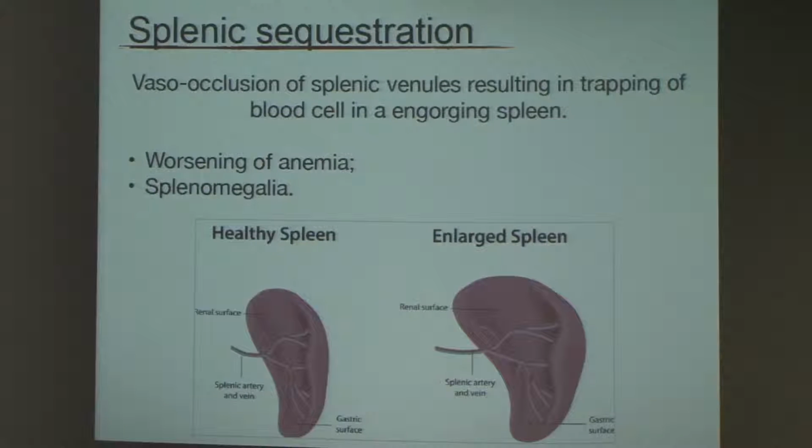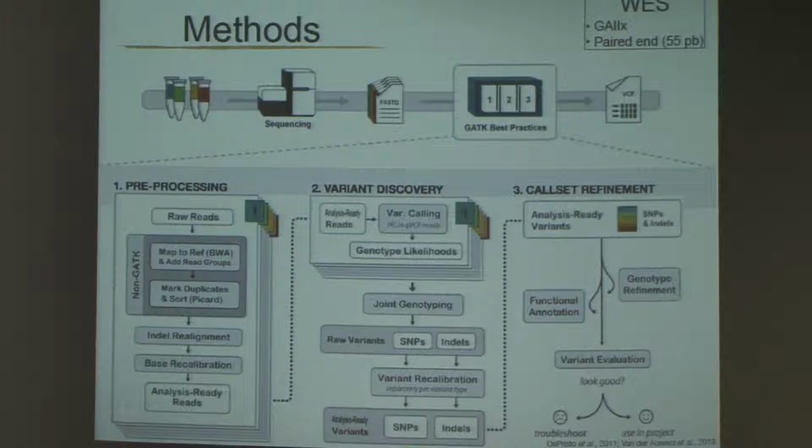So to understand that, we performed whole exome sequencing on the Genome Analyzer platform in 10 sibling pairs, one of them with the splenic sequestration phenotype and the other without the splenic sequestration phenotype.